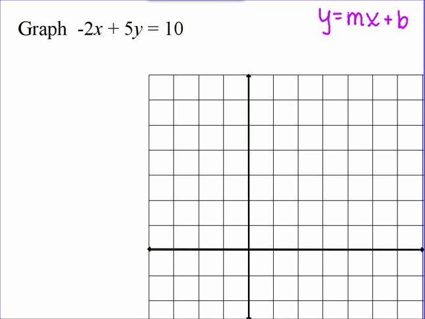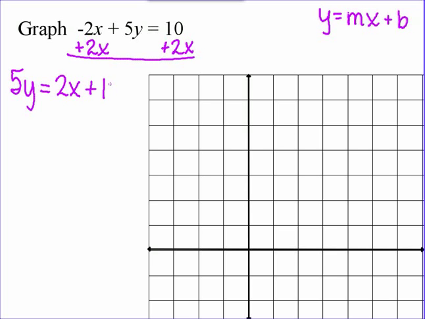So first thing, to get the y all by itself, I'm going to go ahead and add 2x to both sides. So when I add 2x to both sides, I get 5y equals 2x plus 10. And I'm going to go ahead and write the x first just because that was slope-intercept form.